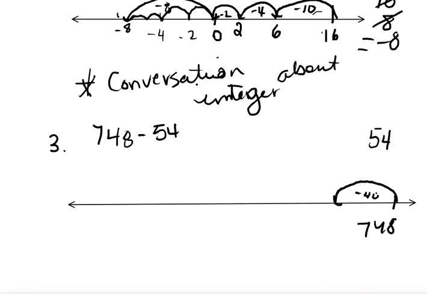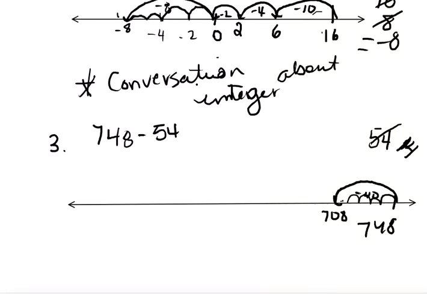Minus 40. Bring this down to 14. Bring this to 708. Some students could take away the 50 right away, knowing that they would get to 698. Most would probably have to stop here. Some students might even have to go by intervals of 10 in between.